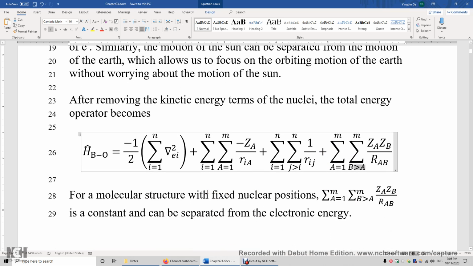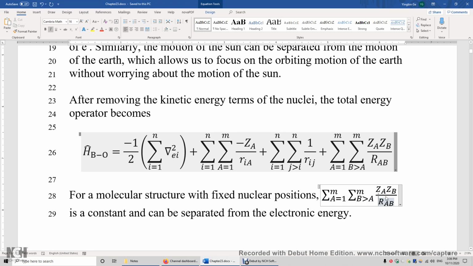For a molecular structure with fixed nuclear positions, this part can be easily calculated. We know the number of protons in each nucleus, and because the nuclear positions are fixed, the distance between the nuclei is a constant. So this part can be easily calculated, and it can be separated from the electronic energy.